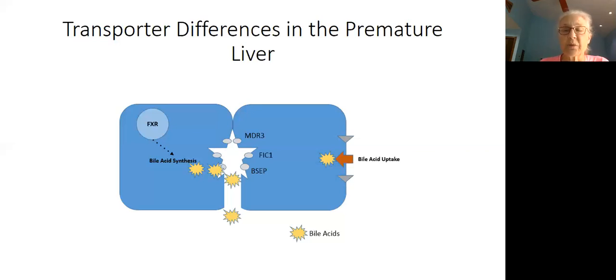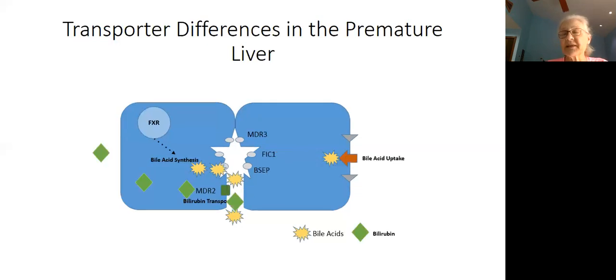You also don't have much uptake of bile acids from the blood once they've gone to the gut and been reabsorbed. So everything is downregulated in the premature liver.